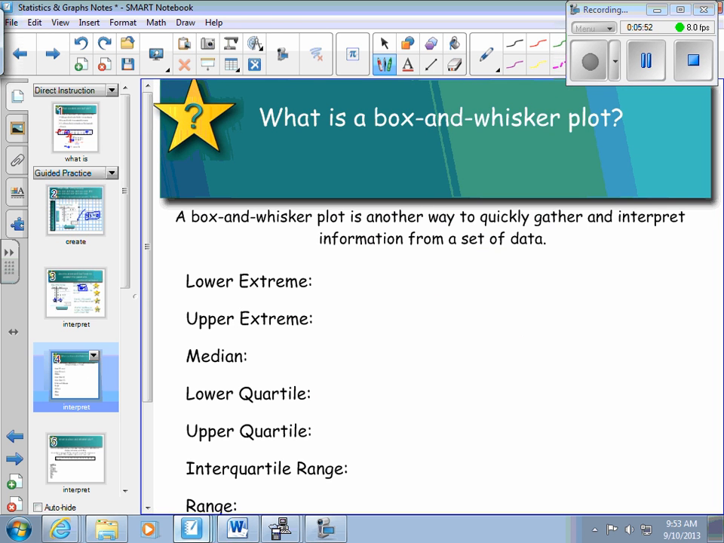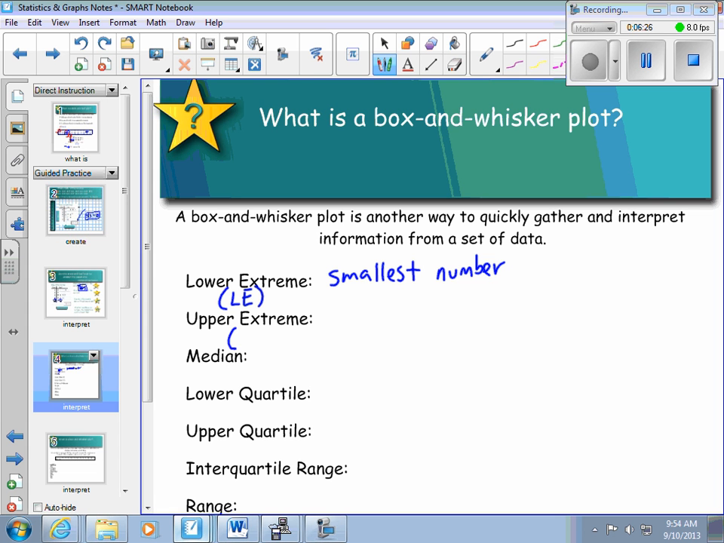The other statistics thing we're going to look at is a box and whisker plot. A box and whisker plot is another way to quickly gather and interpret information from a set of data. In a box and whisker plot, we have some terms that you need to know what they mean. The first one is lower extreme, okay? Lower extreme is basically your smallest number in your data set. So whatever the smallest number is, that's your lower extreme.